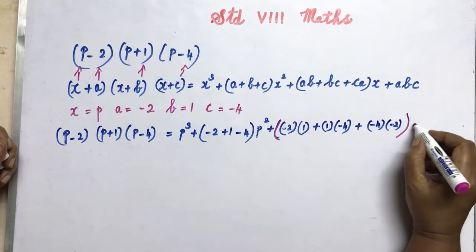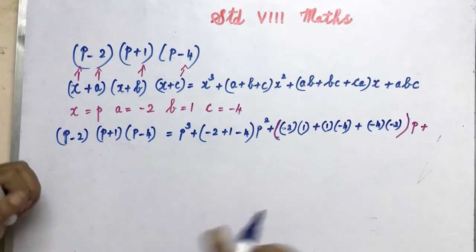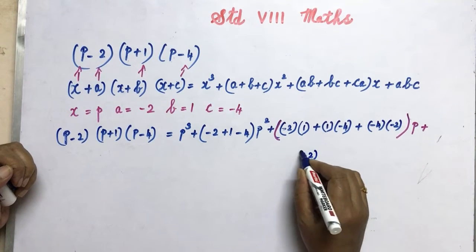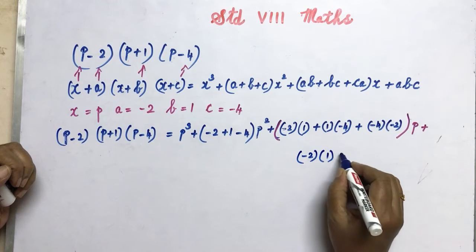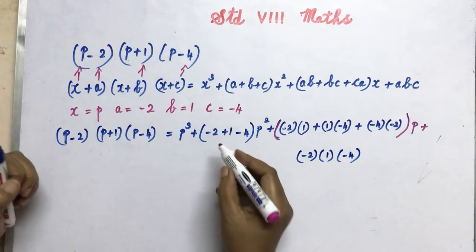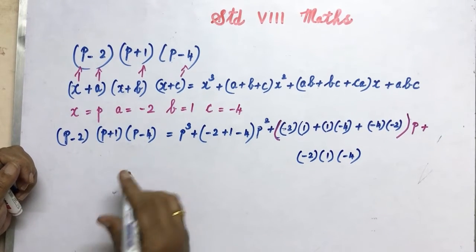x value is p, plus abc. abc means a into b into c. So a is minus 2, b is plus 1 and c is minus 4. Now we should find out the values. This is equal to p cube.